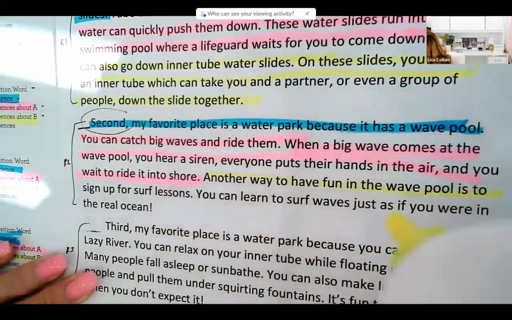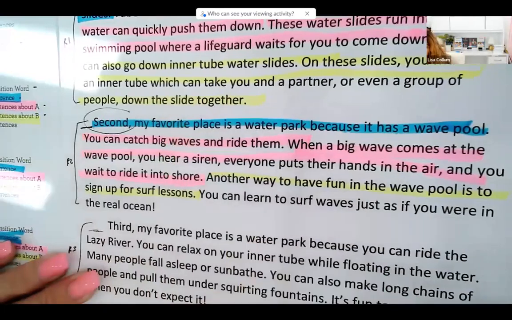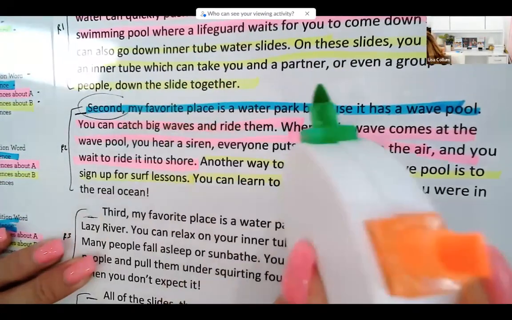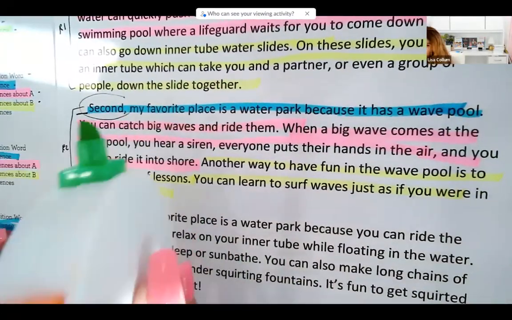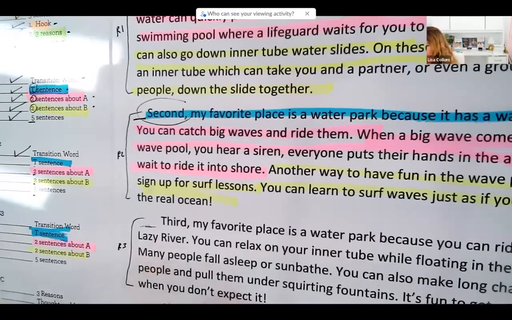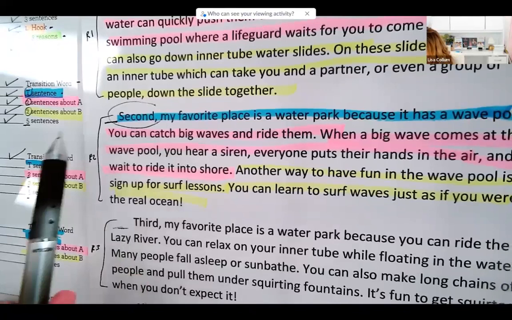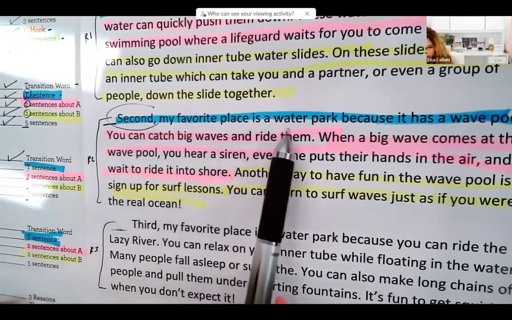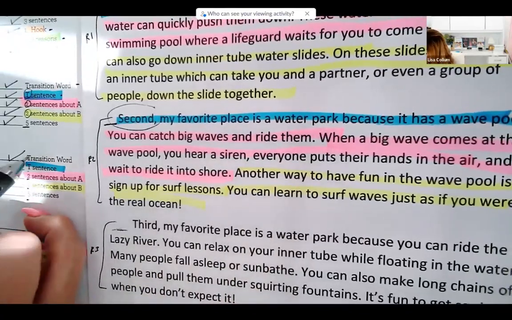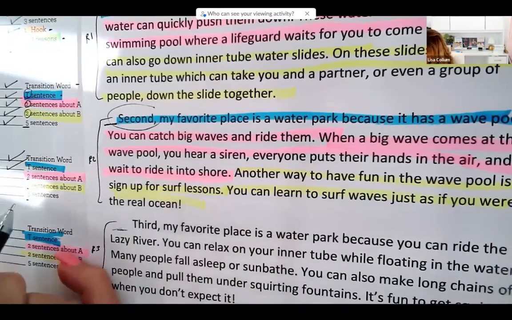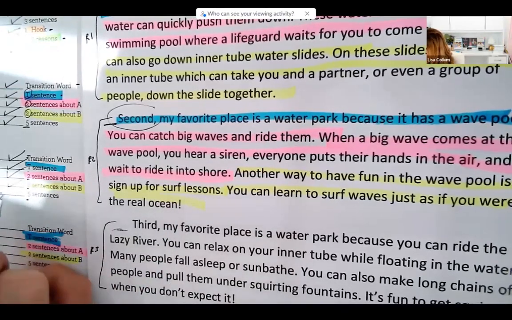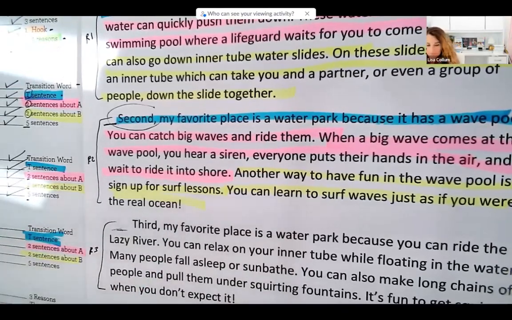And then my B is surf lessons. Another way to have fun in the wave pool is to sign up for surf lessons. That's 1. You can learn to surf waves just as if you were in the real ocean. So if you're looking here at both together, I have my transition word second. I have my T sentence, which is my topic sentence. I'll put a check. I have my 2 sentences about A, my 2 about B, and I have 5 sentences total.